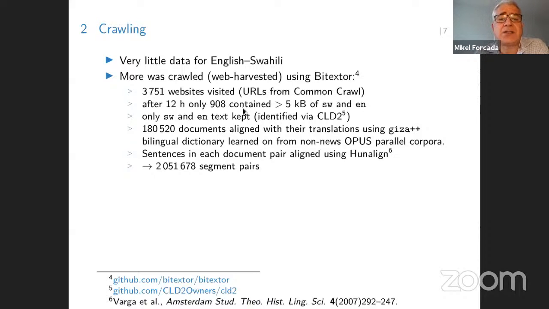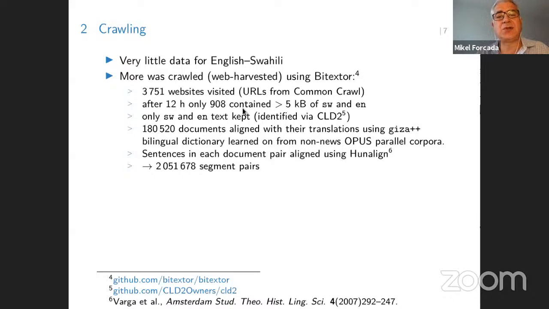And after 12 hours, about 1,000 of them contained a sizable amount of Swahili and English. We only kept the Swahili and English text by using the Common Language Detector number 2. And we ended up having 180,000 documents aligned with their translations. For that, we used a Giza bilingual dictionary learned on the Opus parallel corpora that had nothing to do with news. And then we aligned the sentences in every document. We ended up having 2 million segment pairs.